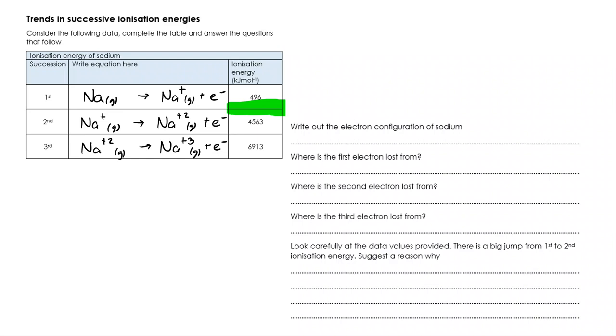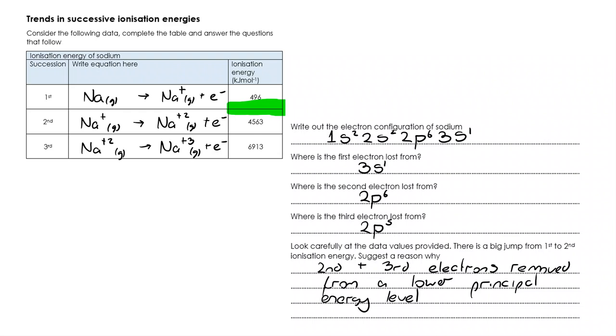Now let's look at the electron configuration of sodium. It ends in 3s1. So the first electron is lost from 3s1. But the next two are lost from 2p. We lose the 2p6 and we lose the 2p5. So we've got a massive jump when we move from the third principal energy level, 3s1, to the second principal energy level. And so because the big jump is after the first ionization energy and before the second, that gives us evidence that sodium is in group 1.